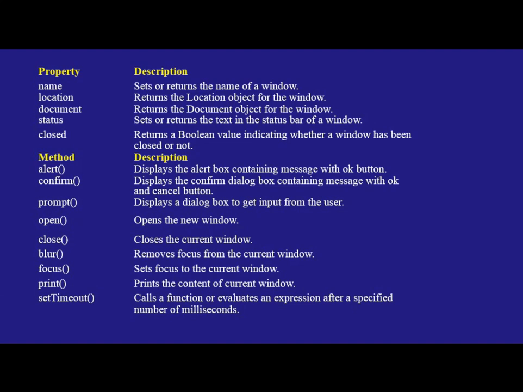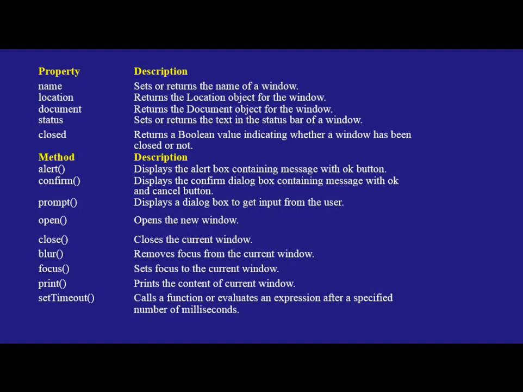So let's see them one by one. In this practical lecture, you are going to learn the alert method, confirm method, prompt, close, open, print, setTimeout. So these are the different methods you are going to use. In a similar way we are going to use the properties: document, location, name, closed, status. So let's start the practicals.